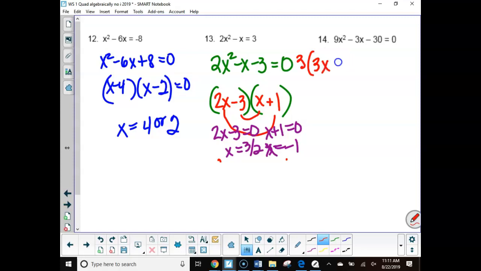Can I take out a 3 first? Now, can 3 equal 0? No, so I could throw that 3 out. I'm going to leave it there for a minute.